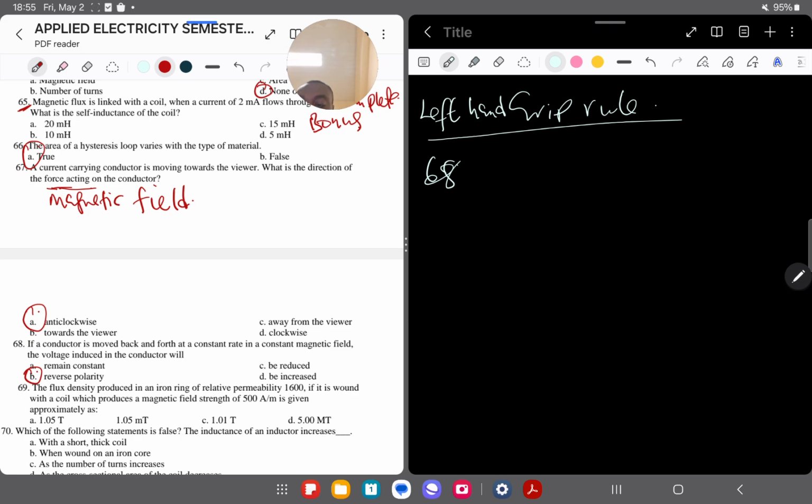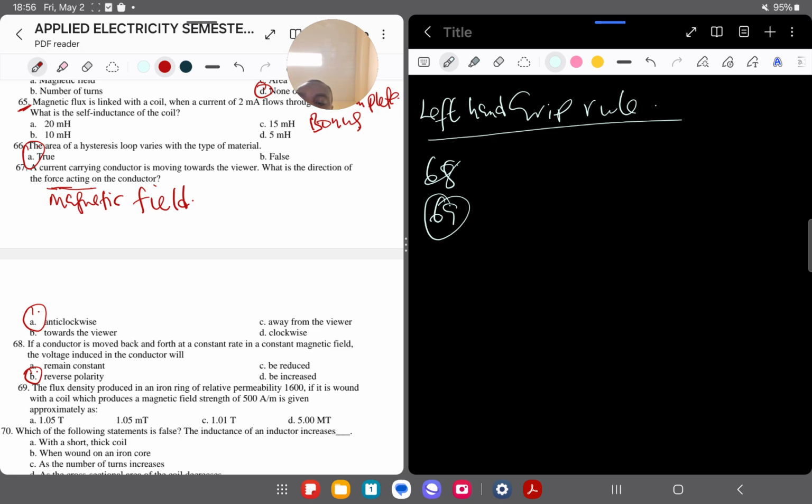Now question 69. The flux density produced in an iron ring of relative permeability 1600, if it is wound with a coil which produces a magnetic field strength of 500 amps per meter, is given approximately as. So here we are to find the flux density.